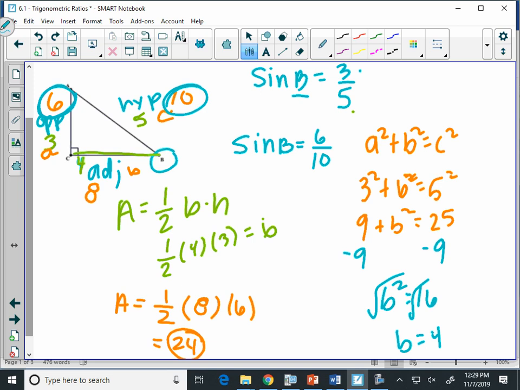So BC is 8. BC also could have been 12. You could have dilated it by 3. BC could have been 20. You could have dilated it by 5. BC could have been 16. You could have dilated it by 4. There are multiple correct answers. There's one incorrect answer. BC cannot be 4.